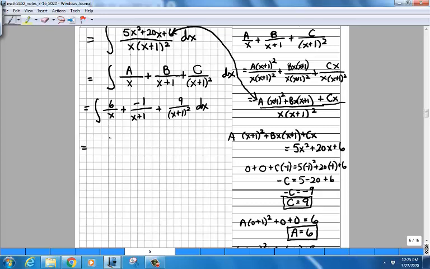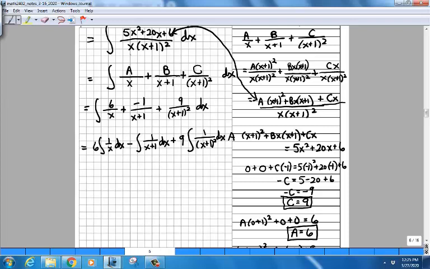Now I'm going to break it up into 3 integrals, and I'm also going to factor these numerators out at the same time. So I have 6 times the antiderivative of 1 over x, that's this fraction, minus the antiderivative of 1 over x plus 1, and then finally plus 9 times the antiderivative of 1 over x plus 1 squared.